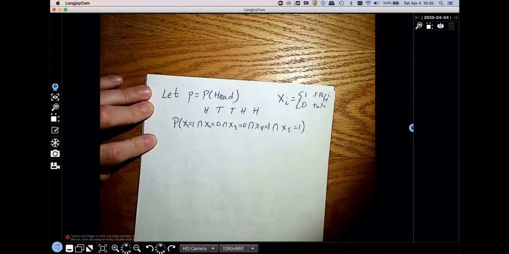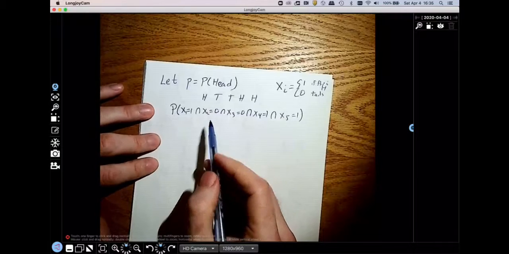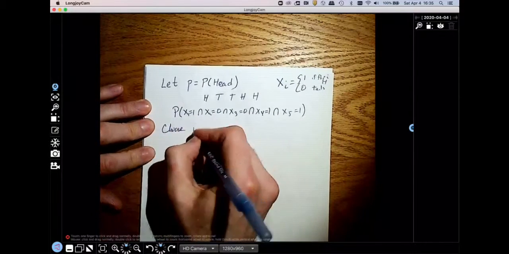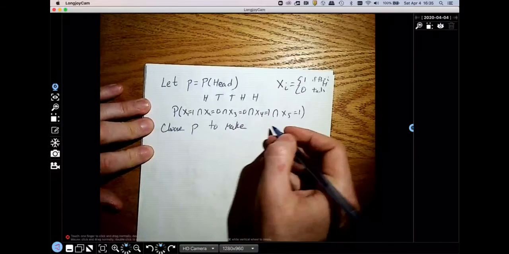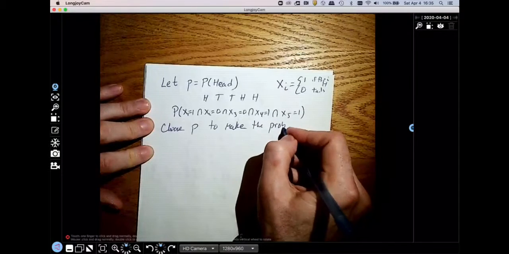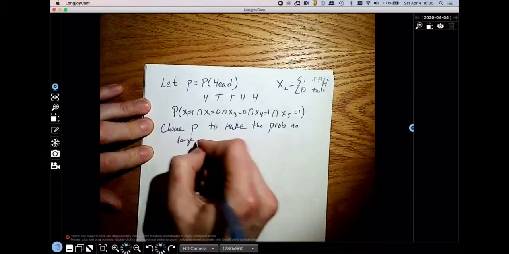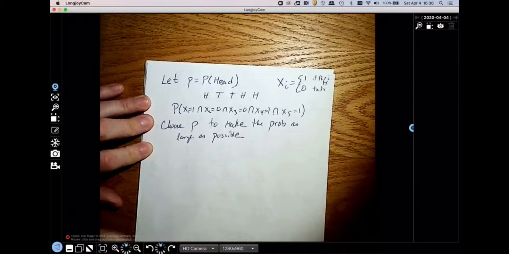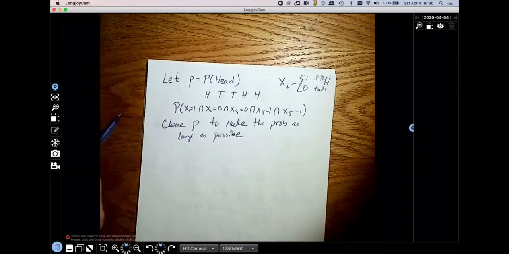Well, maximum likelihood says I want to choose p to make this probability as large as possible. So pick my p to make that expression as large as possible.